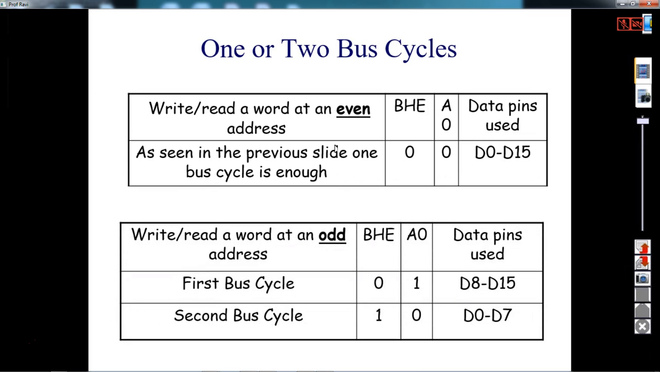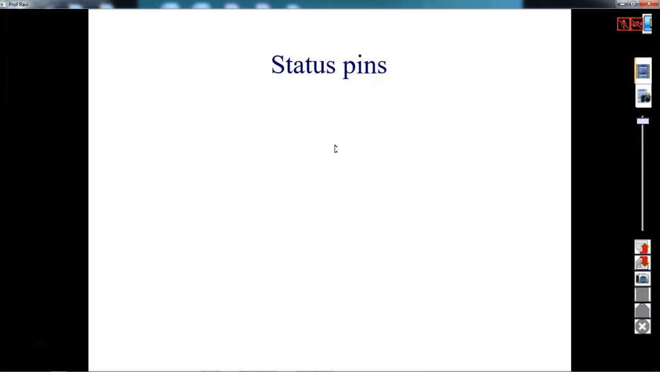So, fetching that means this is another point: when you fetch 1 byte from even bank, 1 clock cycle is enough. But if you fetch 1 byte from an odd address, then you need 2 clock cycles. That is the meaning of this particular slide.